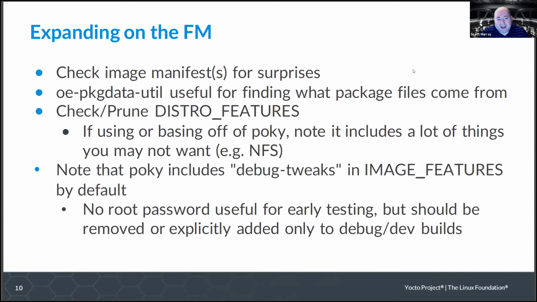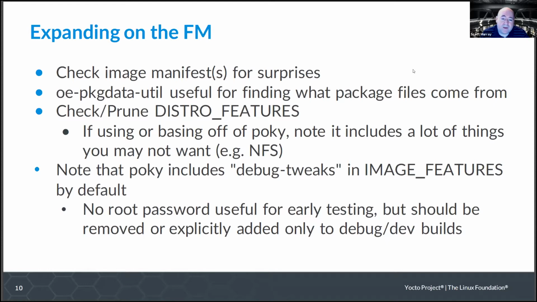So the oe-pkgdata-util tool is quite useful for finding where package files in the image are coming from. It can tell you what package actually is putting them into the image. If you have package management turned on in your image, you can also use dpkg or RPM potentially, but you can use oe-pkgdata-util from inside your build environment. So it's very useful. The next thing would be checking your distro features.